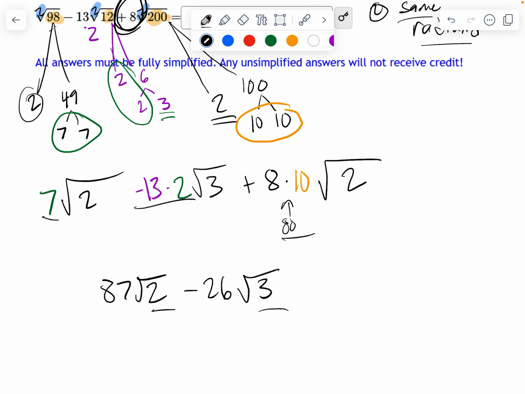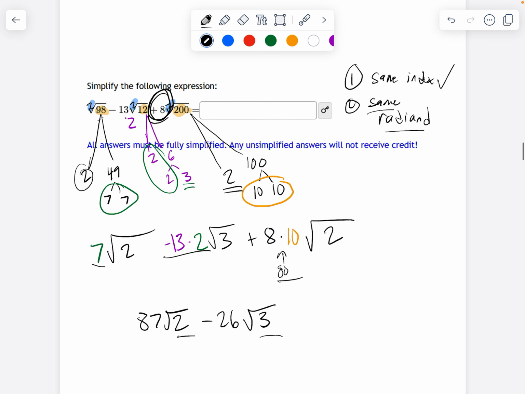And because the 2 and 3 are different radicands, they do not combine, and we just have to write them separate. So 87 root 2 minus 26 root 3 is my final answer.